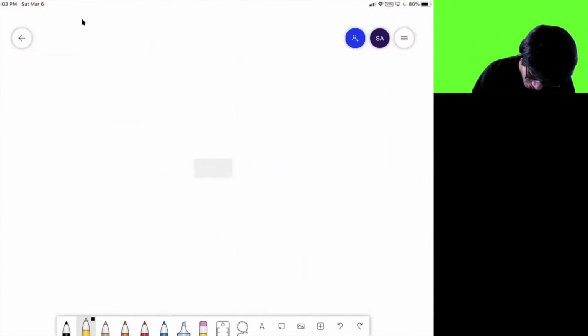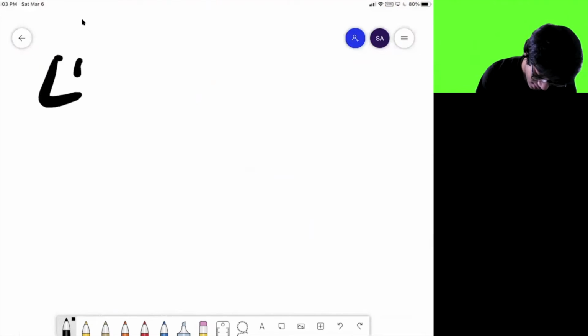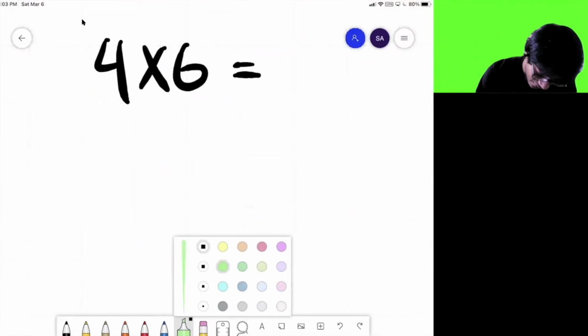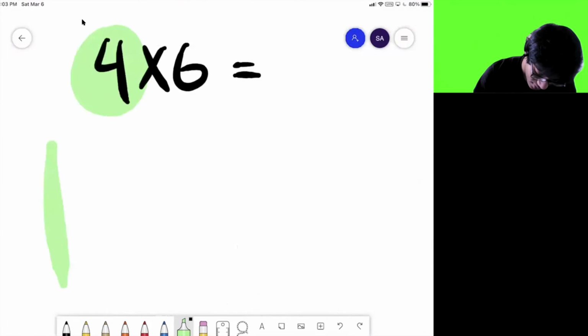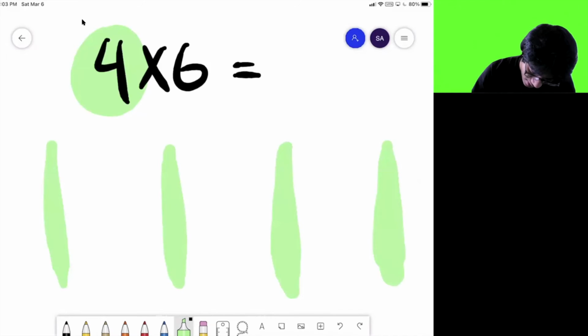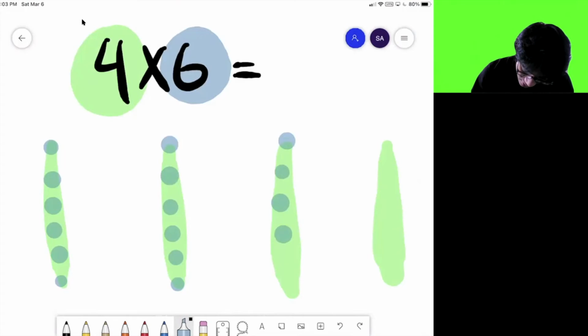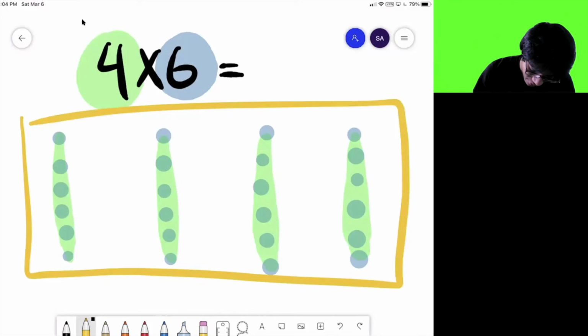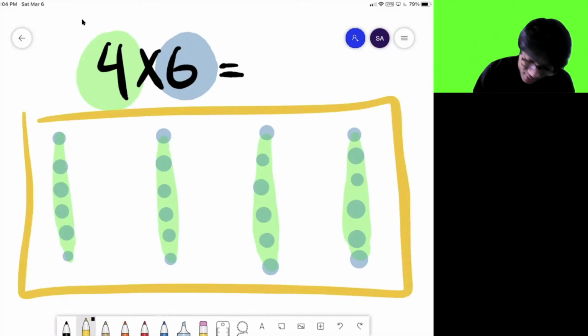So let me go ahead and write that down. 4 times 6. So now I think you can guess what that is. I have 4 columns, 1, 2, 3, 4, and I have 6 dots in each column. 1, 2, 3, 4, 5, 6, repeated in each column. And so if I have 6 dots in each column, how many dots in all? Well, count it up. Count up how many dots in the whole shebang.